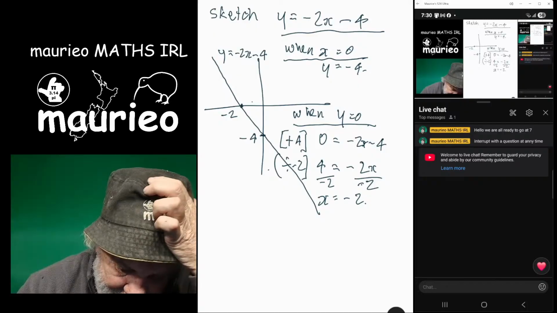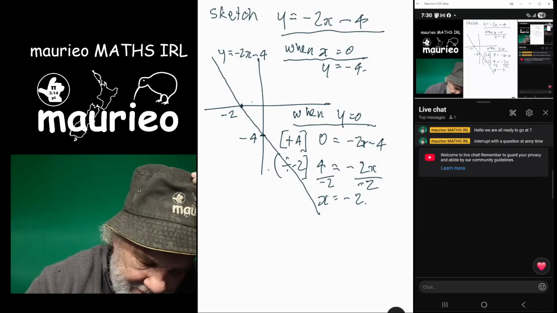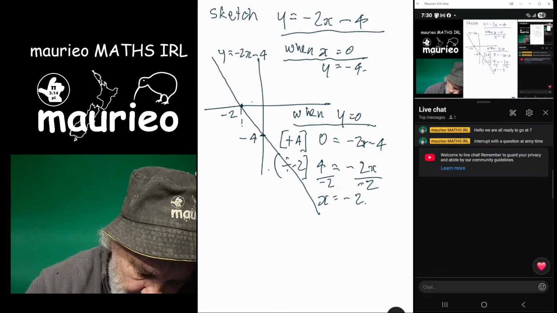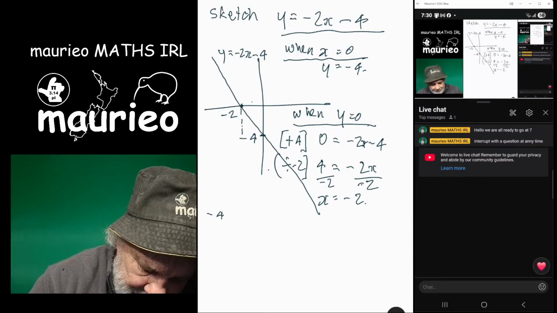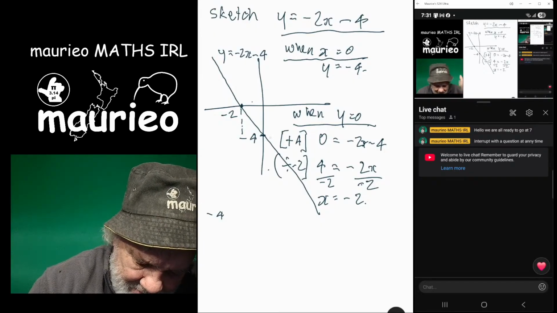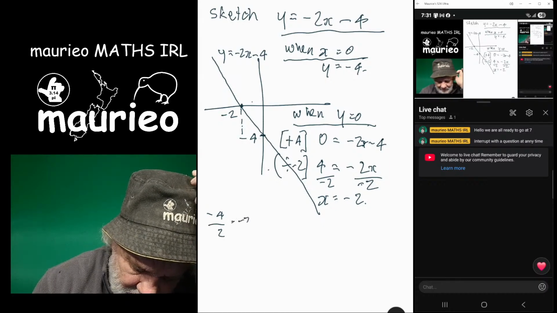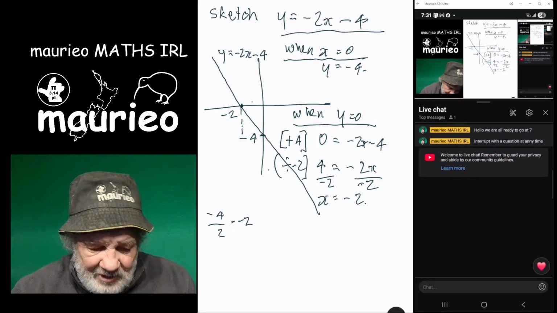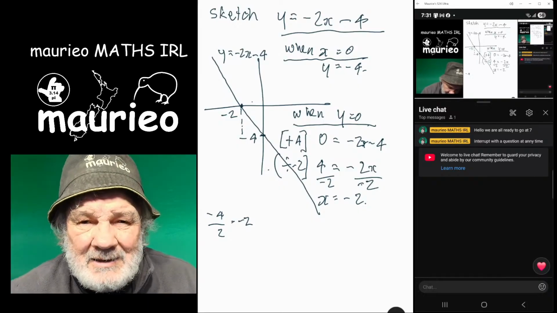And -4, and we can see that our rise is, if we come from here, -4. It's a depression, but -4, and the run is 2, -4 over 2, -2. So our gradient's correct. So that's the graph there of y equals -2x minus 4. All right.